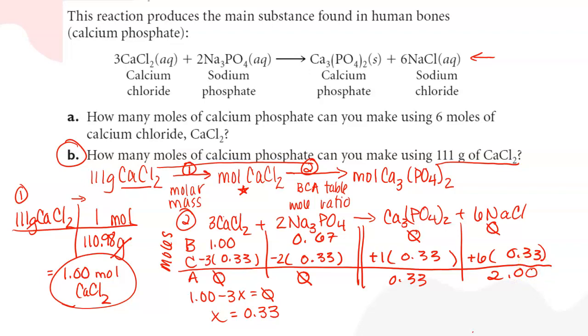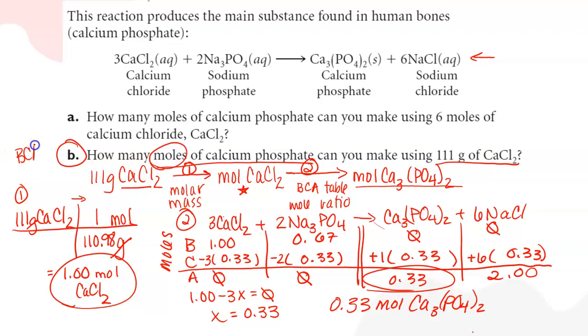Okay, looking back at what I was asked for, it wanted me to find moles of calcium phosphate. Well, here's calcium phosphate, so my moles I make is this. So I'm going to label it special. And that's all I have to do for this. I could go further and change this to grams or to particles or something, but it only asked us for moles, so we stop at moles right up here. Now this is how we would do this with the BCA table.